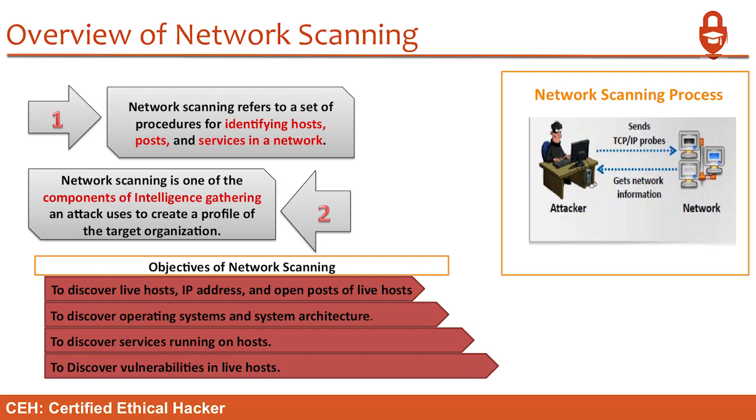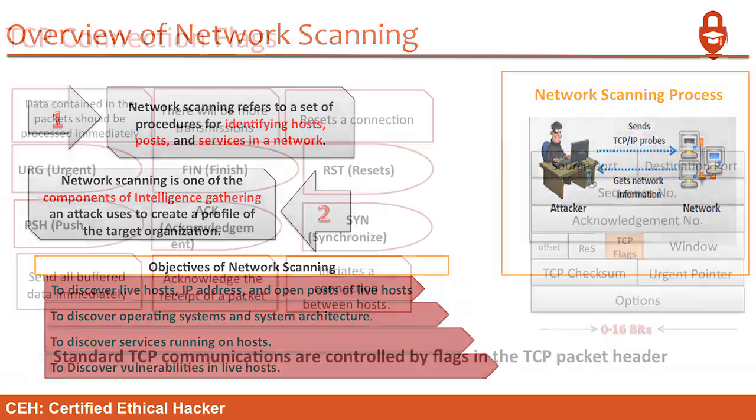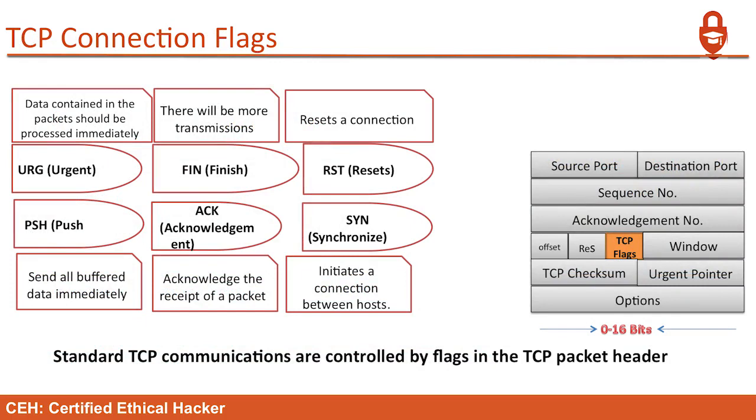And the objectives are to discover live hosts, IP addresses, and open ports of live hosts. So you have a live host, and then what ports are open on that host. And then you want to discover the OS and system architecture, to discover services running on hosts, and to discover vulnerabilities in live hosts. So the TCP communication flags are an important part of this.